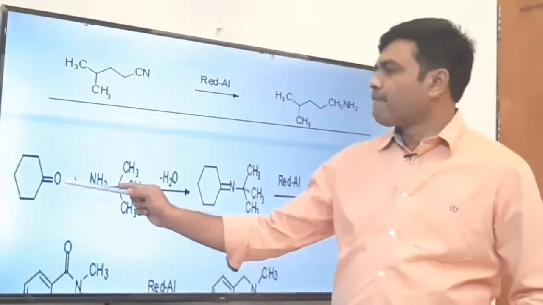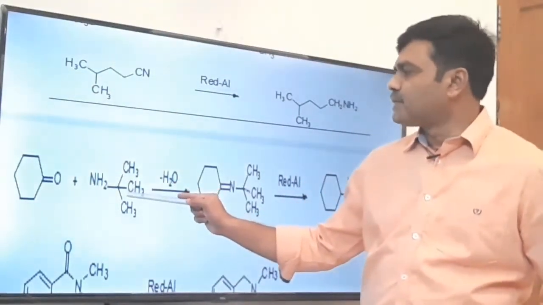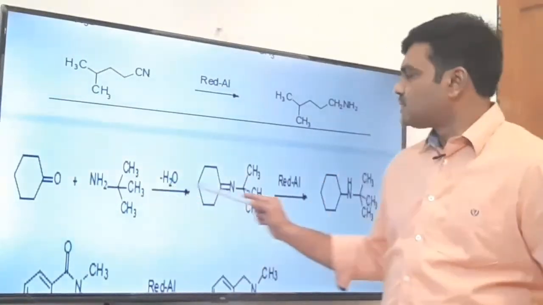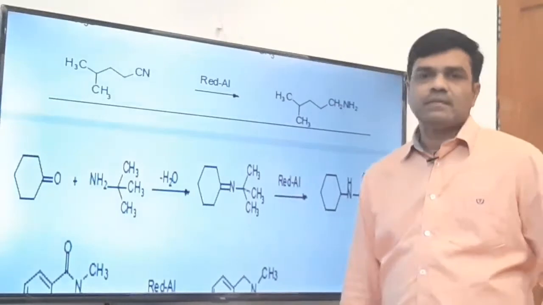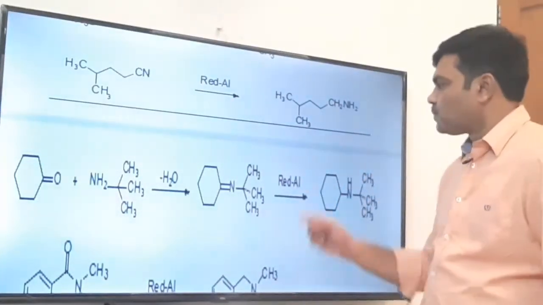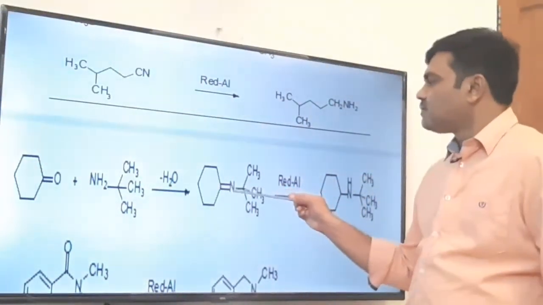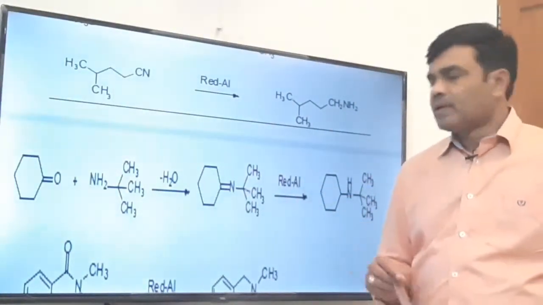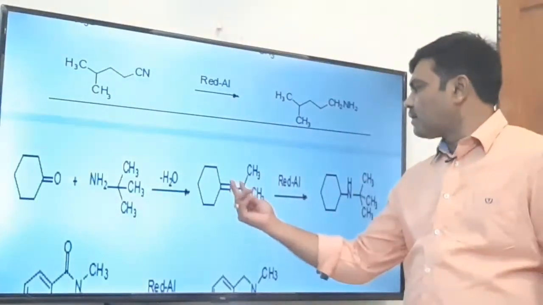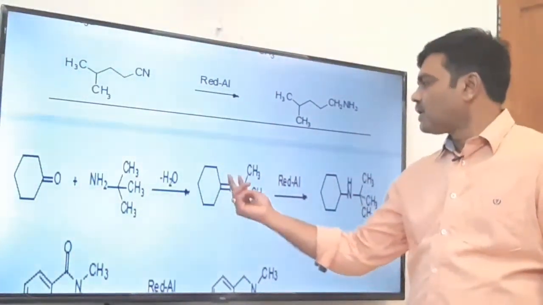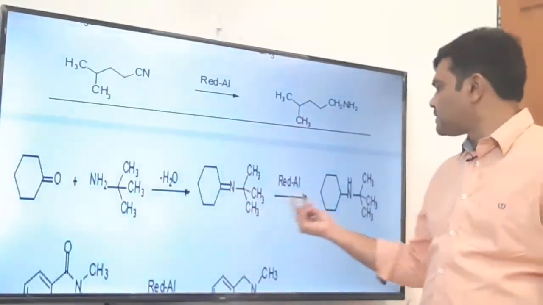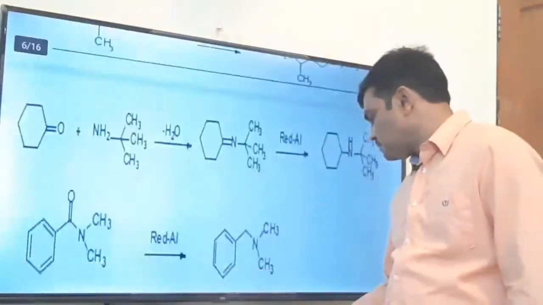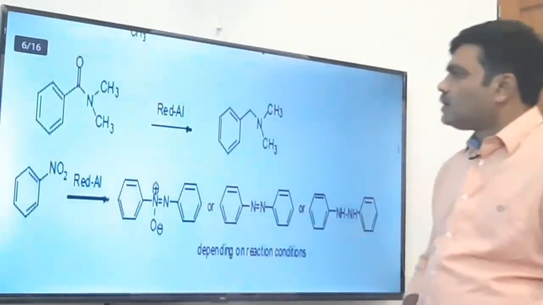That is imine, C double bond N, and this NH2, there is a loss of water molecule. It is a feasible reaction. There is a formation of the imine, and that on further reduction with red Al, reduction takes place across the C double bond N. There is addition of hydrogen atoms, and CH-NH bond formation takes place. So in this way we get the Schiff base, and then on reduction we get the amine.